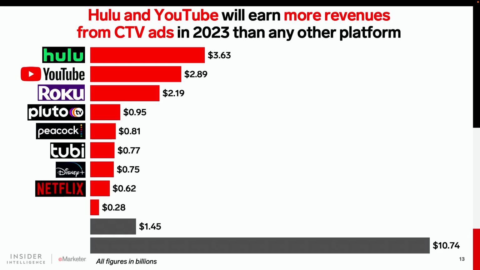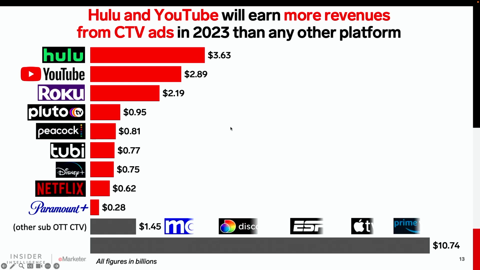Then the two newcomers to the ad space, Disney Plus and Netflix. So based on this ranking, they don't look like huge players, but they will definitely scale really fast and climb up this leaderboard in the next couple of years. The last platform on this list is Paramount Plus, which will also scale up. Now, you might notice some big names missing from the list, and some are in the other sub-OTT bracket. They include Max, Discovery Plus, ESPN Plus, Apple TV Plus, and Prime Video. We don't break those out yet, but they're big players that are also likely to grow.